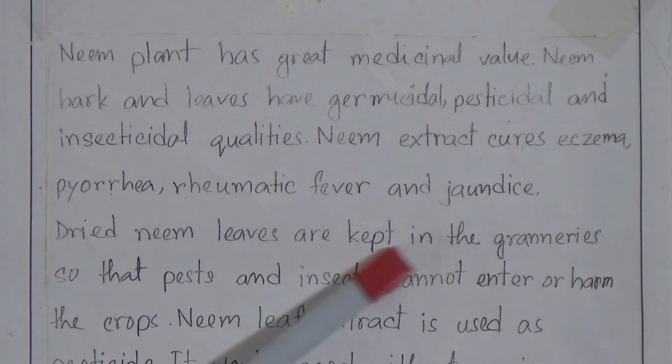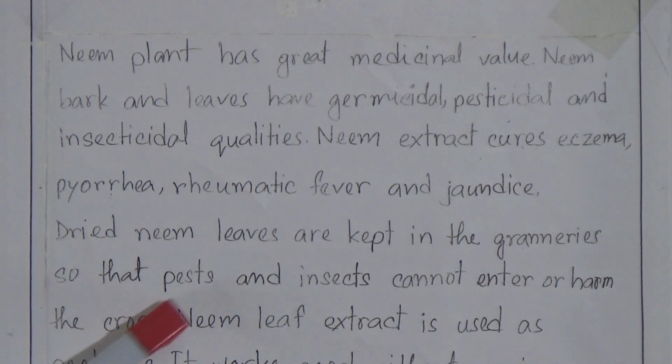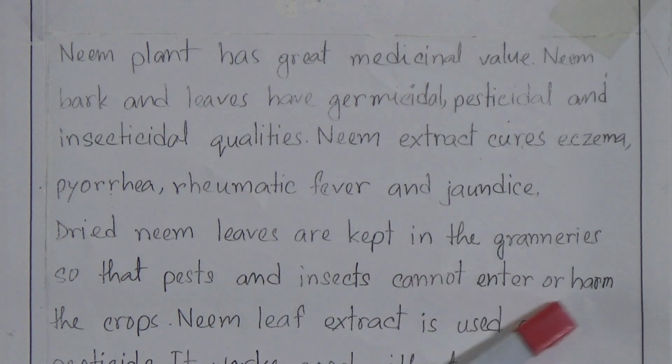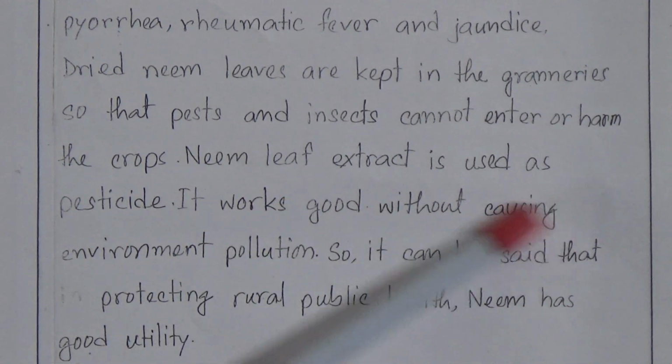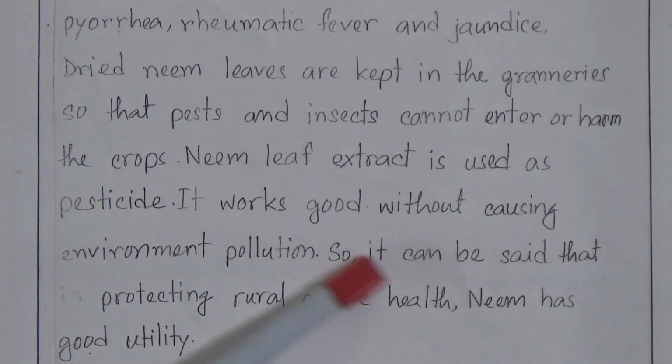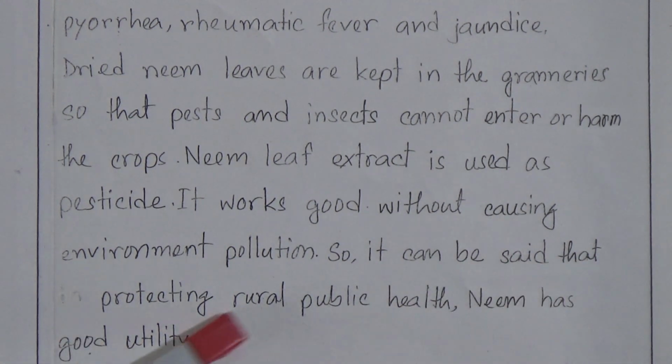Dried neem leaves are kept in the granaries so that pests and insects cannot enter or harm the crops. Neem leaf extract is used as pesticide, so it works well without causing environment pollution. So it can be said that in protecting rural public health, neem has good quality. So my dear students, these are the sample answers of creative question number 1 and 2.